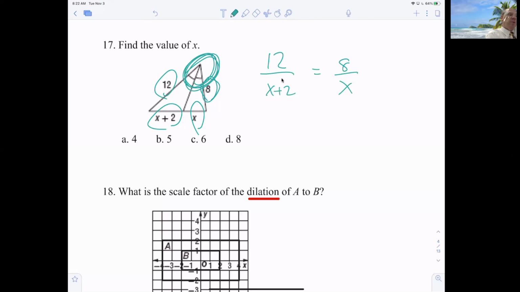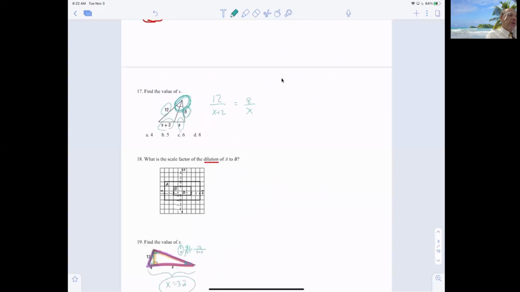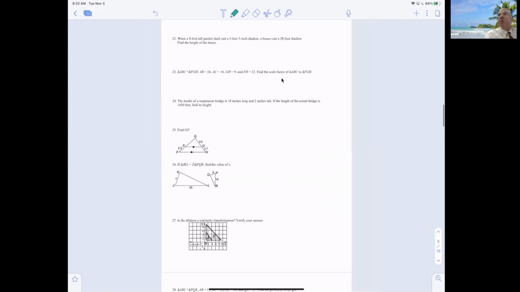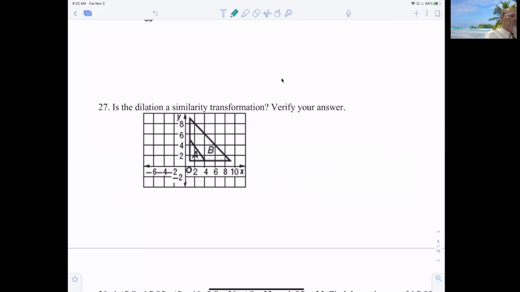Hopefully everybody understands what I'm saying. Make sense? Does anybody have a question? Nobody? All right, here we go. 22 through 27, where are we at? Let's look at 27. Is the dilation a similarity transformation?